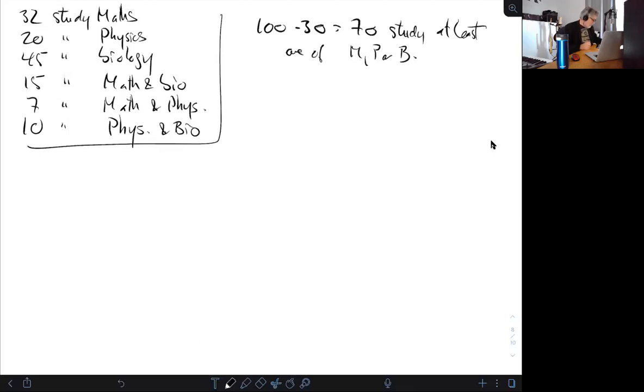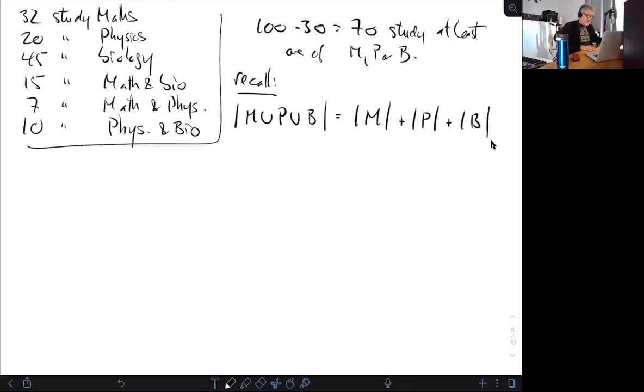So this is really important. Let's call these three sets M, P, and B. We know the number of elements in the union of these three sets, how can you compute that? You can compute it this way. You count how many students study math. Then you count how many students study physics. Then you count how many study biology and you add those up.